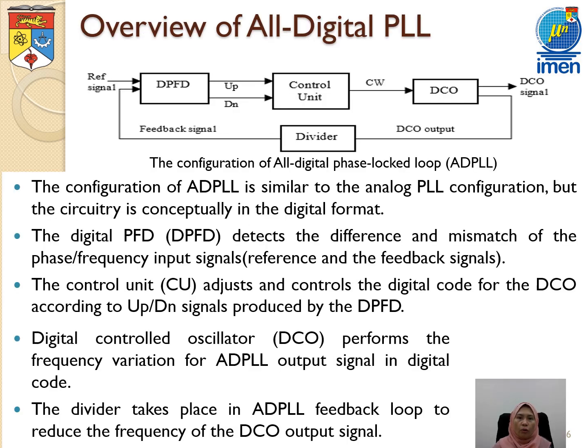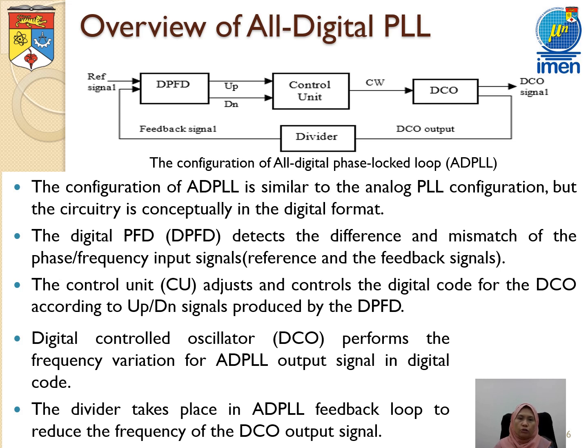This is the overview of the all digital PLL. It consists of a digital phase frequency detector, control unit, digitally controlled oscillator, or DCO, and divider here. There are 2 inputs here, the reference signal and the feedback signal, and the output is the DCO signal. So this configuration is similar to the analog PLL, but the circuitry in this ADPLL is all in digital format.